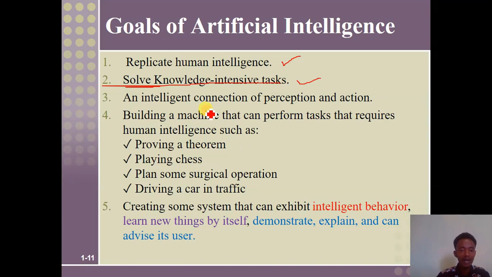The third one is an intelligent connection of perception and action. An intelligent connection of perception and action means to have an intelligent machine which perceives the environment and then takes the action according to the received stimulus from the environment. Intelligent connection, perception, and action. One environment act gochuu yoo deebii kan kennu ta'e deebii barbaachisa tarkaanfii kan fudhatu tarkaanfii barbaachisa.